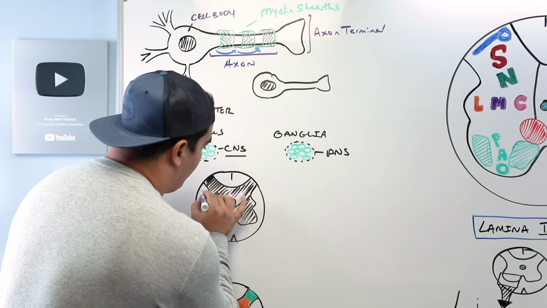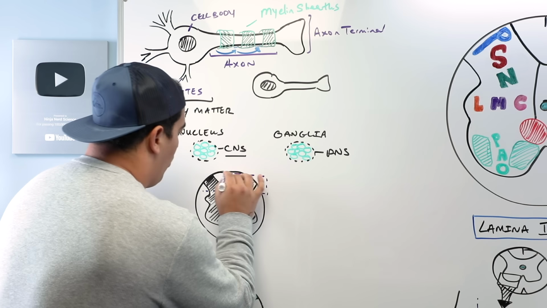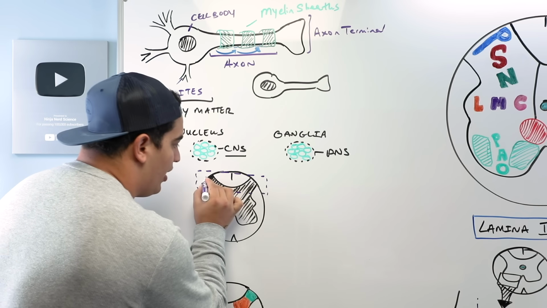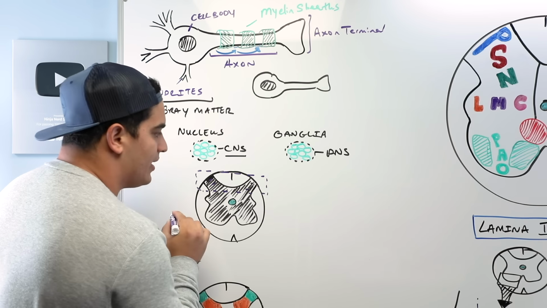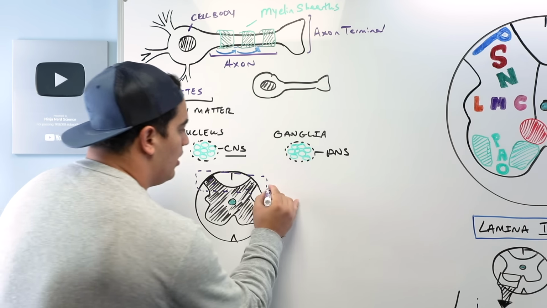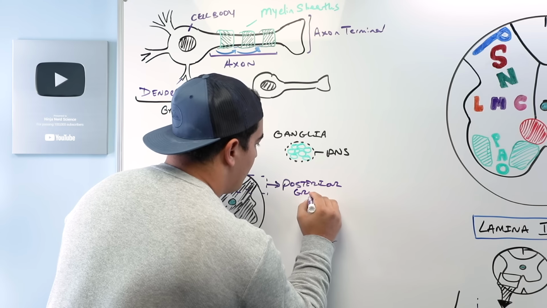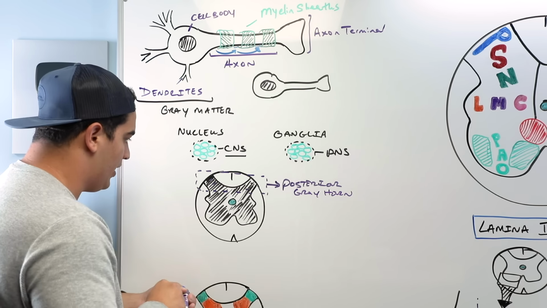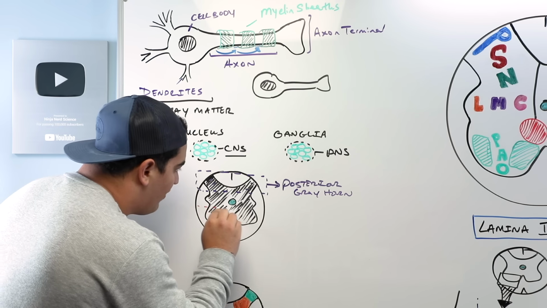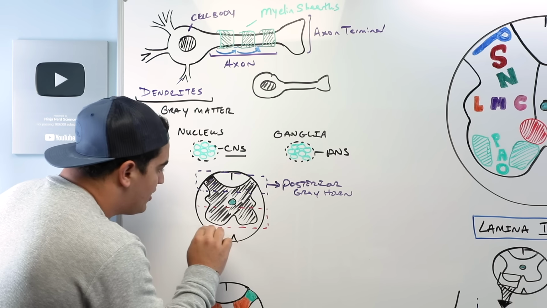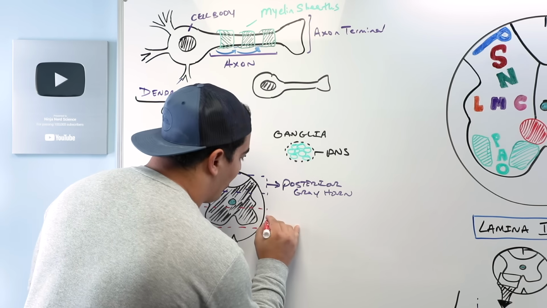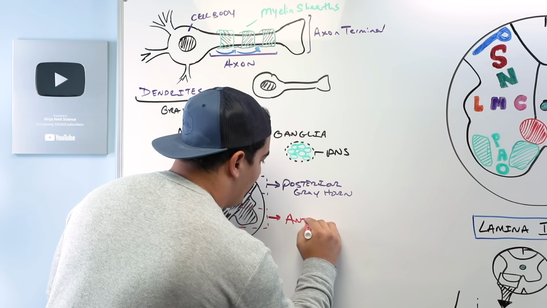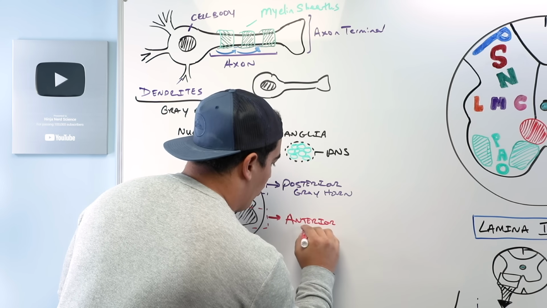We have here, this portion here. What is this portion here? This gray matter here, these shaded in portions here. This is called our posterior gray horn. We already know this. And then if we have this other region here, let's shade this one here. We have this one, which I'm going to box here. This is called our anterior gray horn.